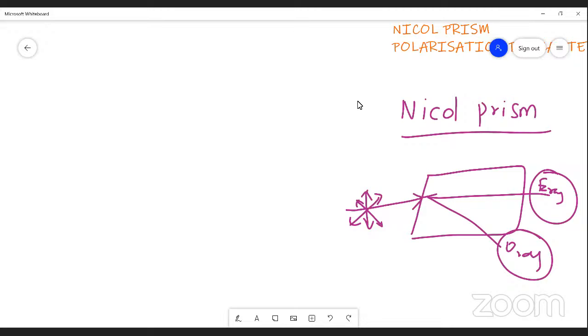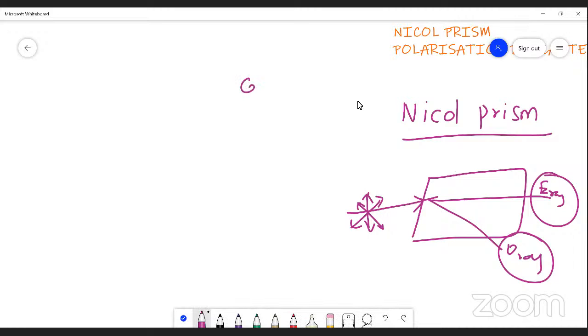What is the Nicol prism structure? The Nicol prism consists of two calcite crystals coupled together with a material called Canada balsam. This is another important one. Canada balsam is a liquid cement. The Nicol prism consists of two calcite crystals cemented together with Canada balsam.